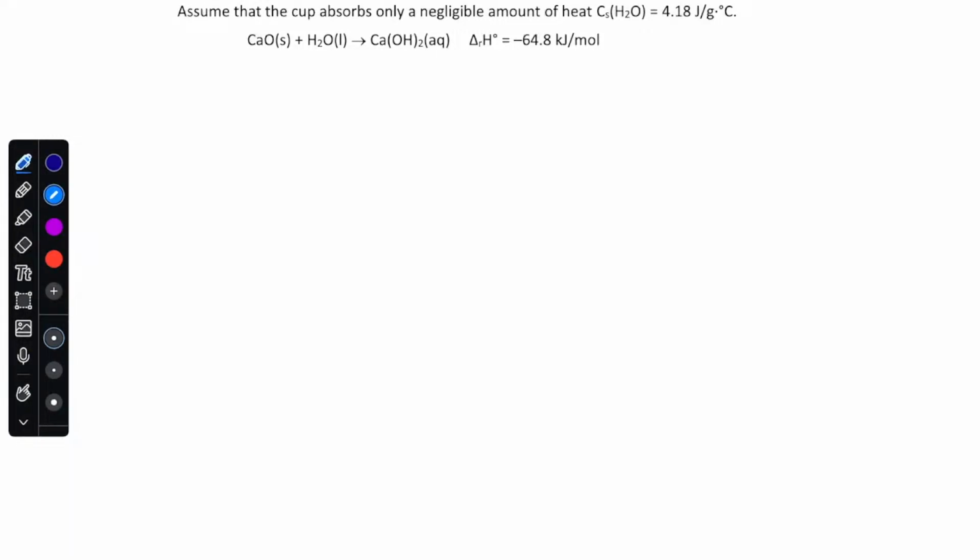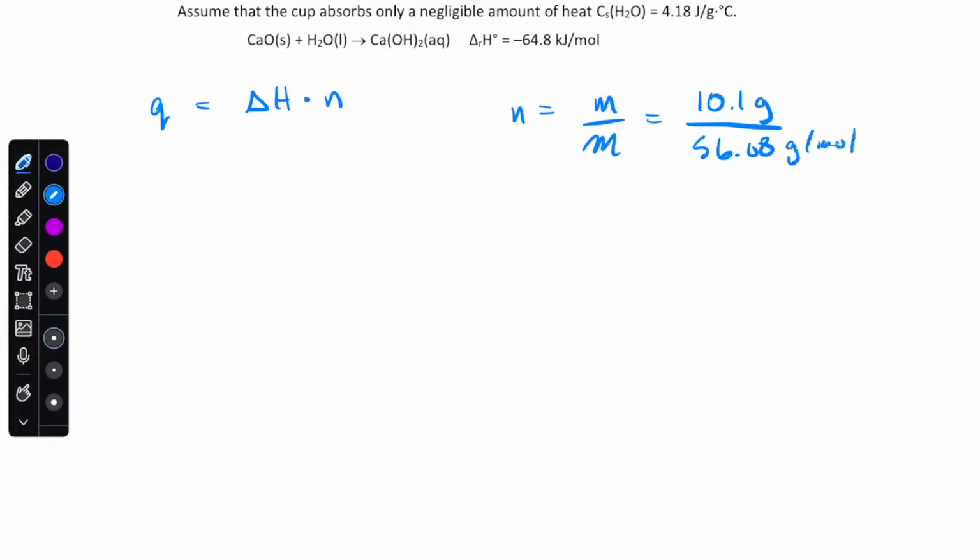No, we have delta H. What we want to get is the temperature. So the way we get temperature from the delta H is using the equation that Q is equal to delta H times N. That delta H times the number of moles is going to give us Q. And to get moles, mass over molar mass, which is 10.1 grams over the molar mass provided, 56.08 grams per mole. Yes, question.